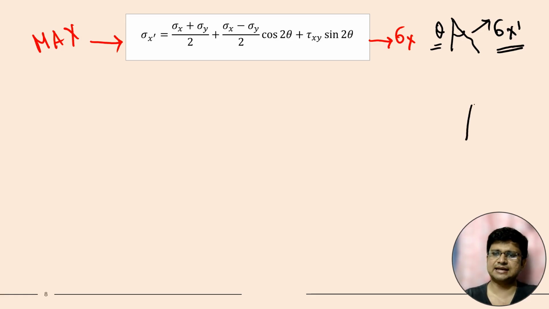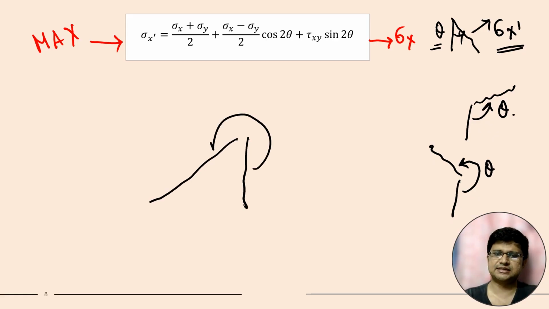Suppose a plane is like this, then this will be the theta. If a plane is like this, then this will be the theta. In the same convention, this will be the theta. So theta can be anything. With respect to the vertical plane, if the plane is like this, then this will be the theta. Based on different values of theta, the value of normal stress will also change. Now we have to find out for which particular angle the value of normal stress will be maximum.